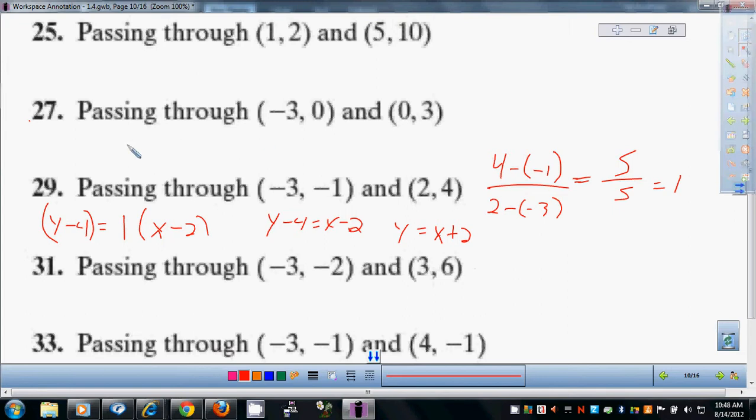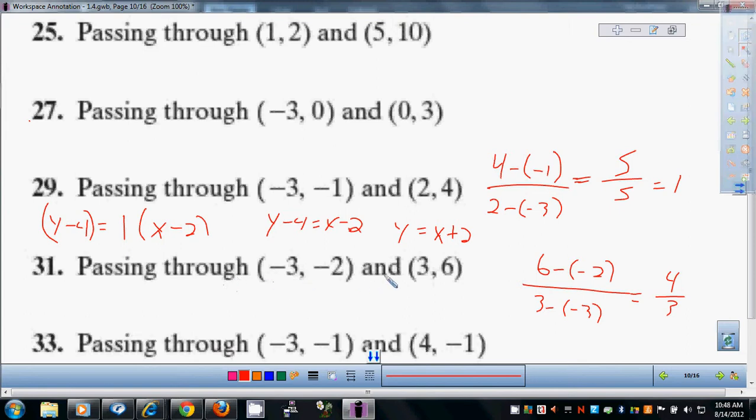Sure. You mean like the one we just did? Oh, okay. Well, I'll tell you what. Why don't I just do a different one real quick, and I'll go slower and talk about that. 31. Slope: 6 minus -2, y2 minus y1, over x2 minus x1. That becomes 8 over 6, which reduces to what? 4 over 3. All right.